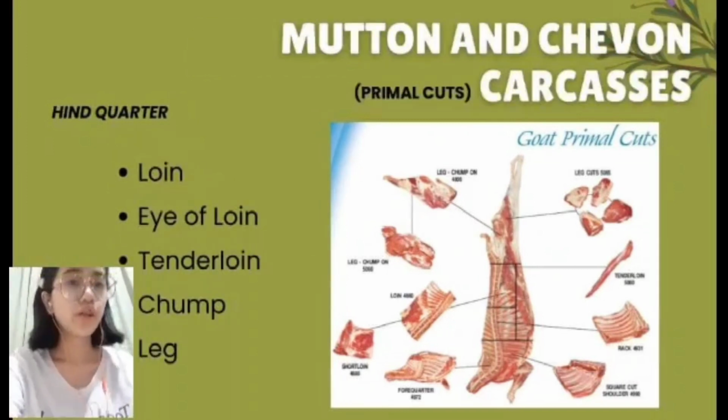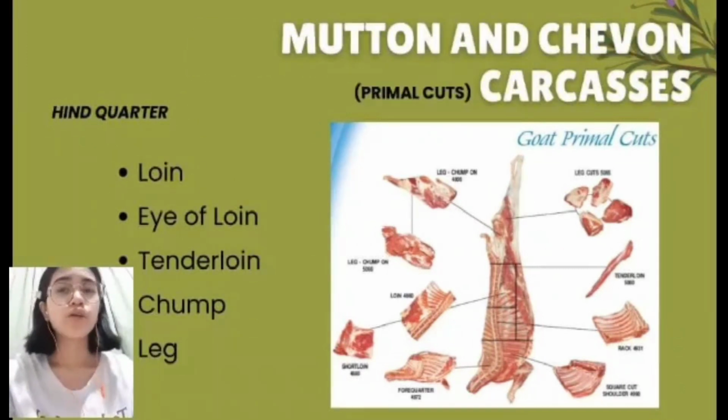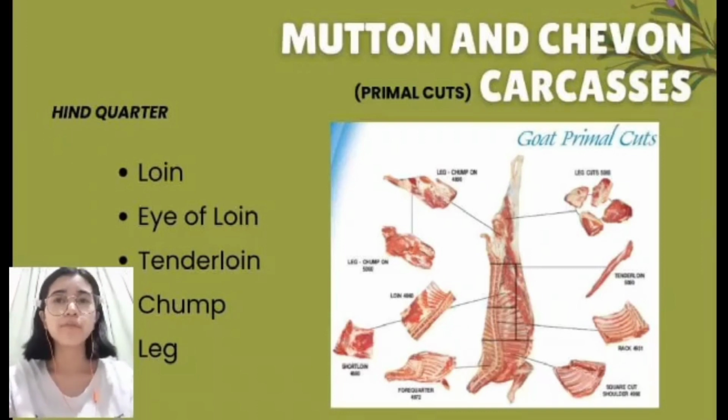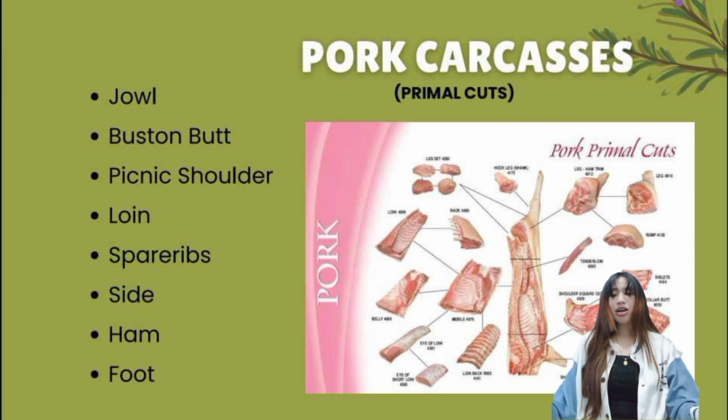Mutton and chevon carcasses, hind quarter: loin, eye of loin, tenderloin, rump, and leg. For the pork carcasses, we have 8 primal cuts, and these are jowl, Boston butt, picnic shoulder, loin, spare ribs, side, ham, and foot. So, let us discuss this one by one.